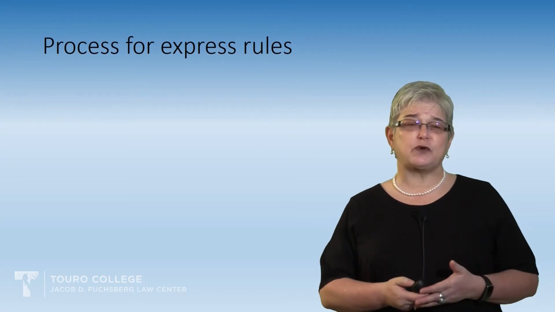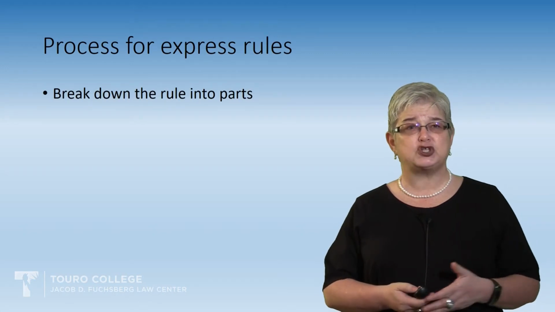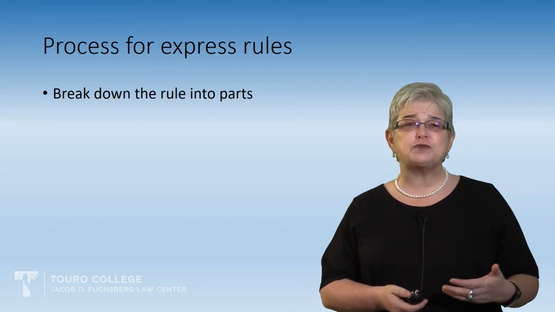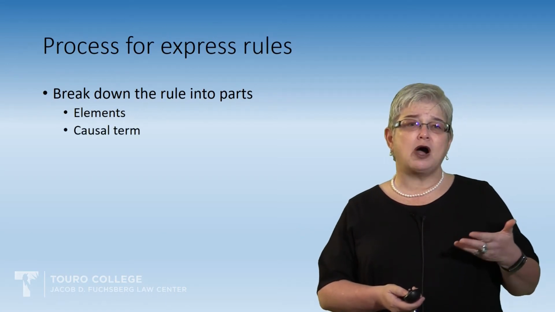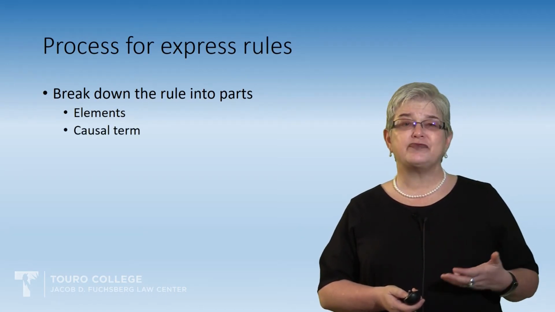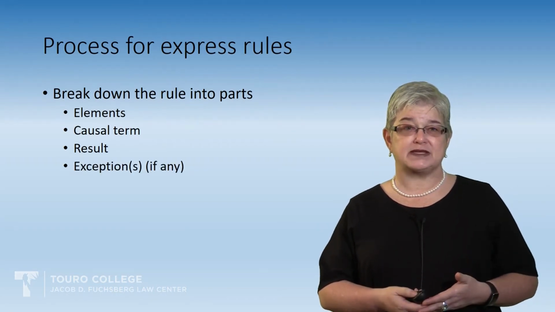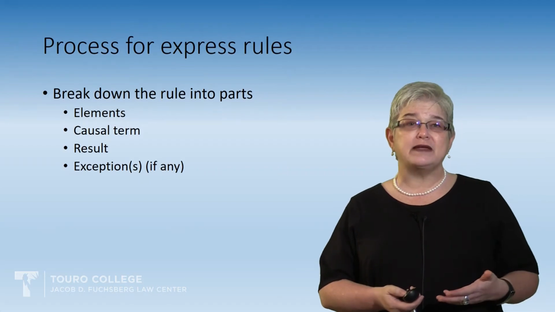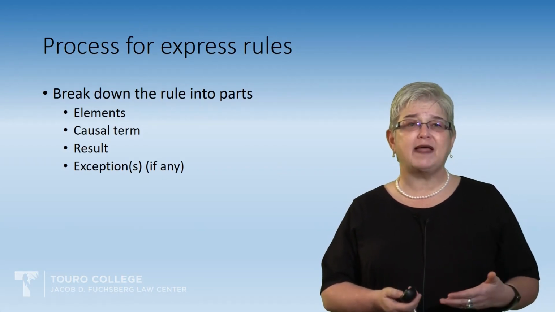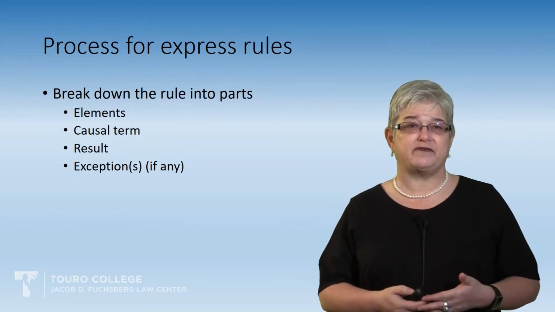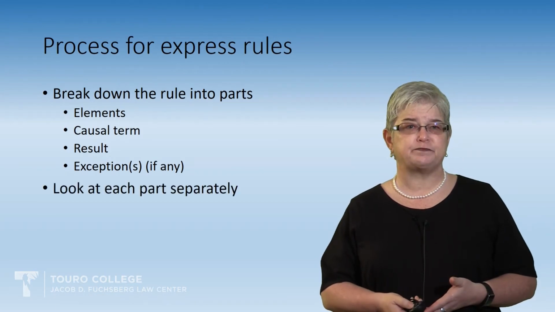So the process for working with express rules, for breaking that down into elements, is given to you in the chapter. And it tells you that you're going to first break the rule down into its parts. The parts are primarily the elements, the causal term, the result, and any exceptions that may exist. Now, the elements are what trigger the result, and the causal term is what tells us the relationship between the triggering events and the result. And we'll see how that plays out in a couple of exercises.